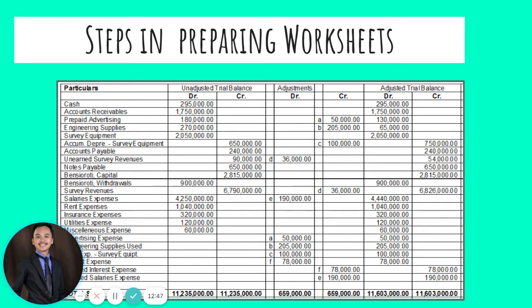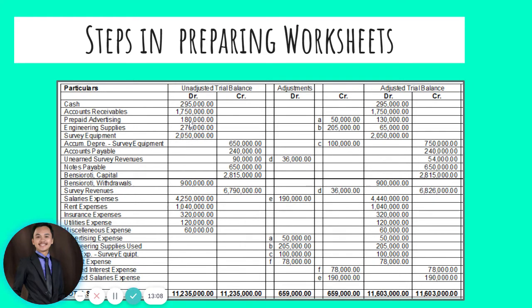We will now combine the adjusted trial balance figures and our adjustments. So you just simply combine, for example, our cash. Since we don't have any adjustment to our cash, you just simply copy. If it's a debit on the unadjusted trial balance, you just simply copy it to the debit side for our adjusted trial balance. Okay? Now, let's have prepaid advertising.